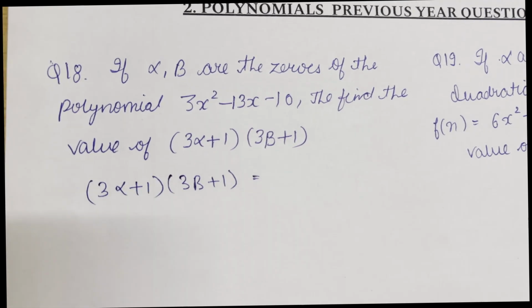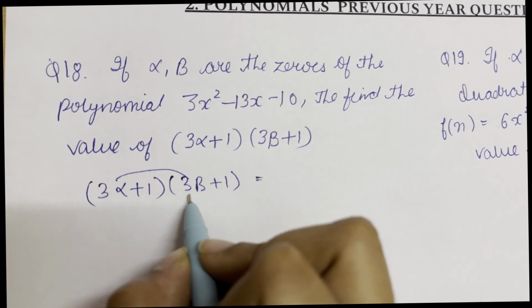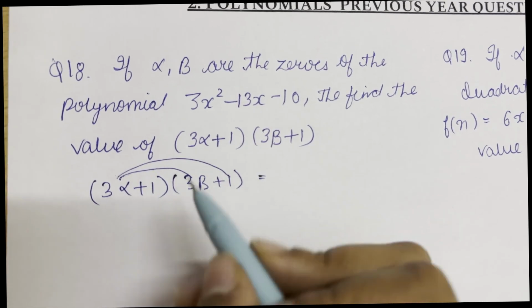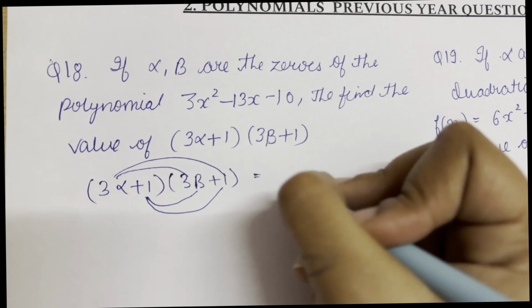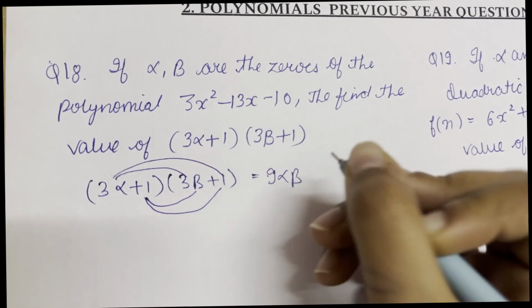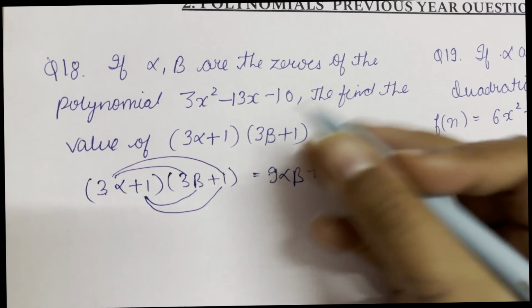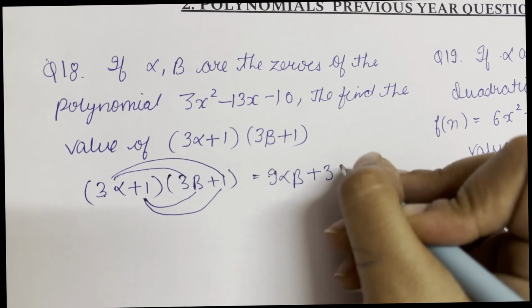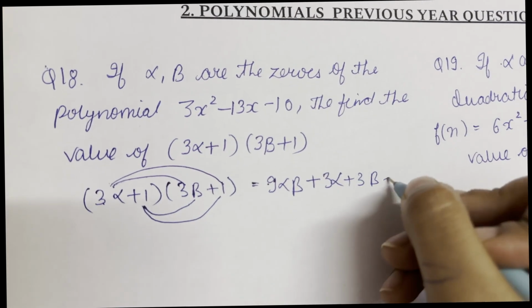So how to simplify, I will tell you this as well in detail. This value first multiplies with this value, and this value gets multiplied with this. Same here, this we can multiply. So we get 3 alpha into 3 beta, that is 9 alpha beta, plus, same as it is, 3 alpha into 1 is again 3 alpha. 1 into 3 beta is 3 beta, and 1 into 1 is 1.